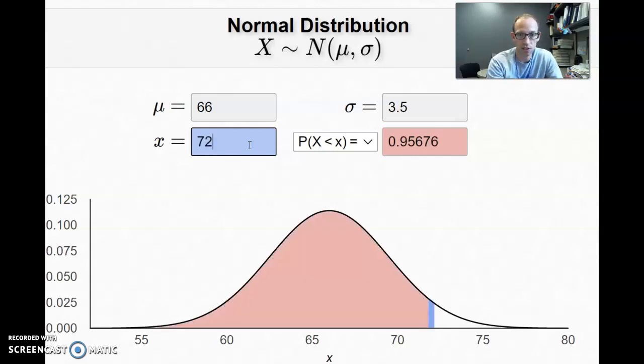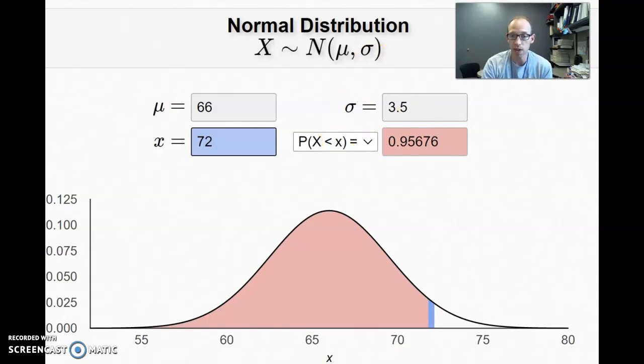So I'm going to do 72 right there. And notice that this is already designed. Here's that 72 inches mark. We can see these measurements in inches. And the shaded portion is the entire portion that would be shorter than 72 inches, or 6 feet, the portion of adult US females. We have the probability here, or proportion. We can change that to a percentage pretty easily by moving the decimal over and saying 95.7%. About 95.7% of adult females in the US are shorter than 6 feet.